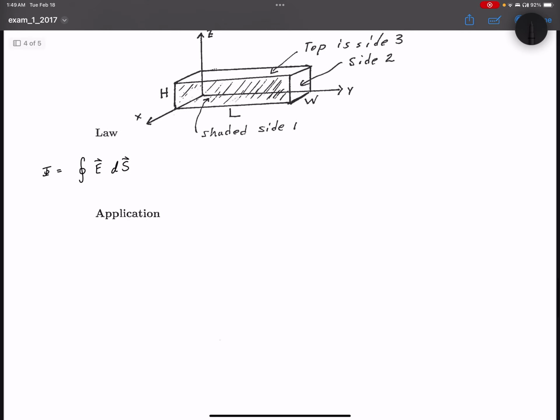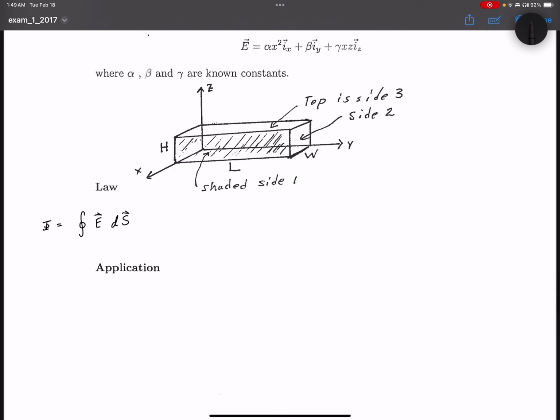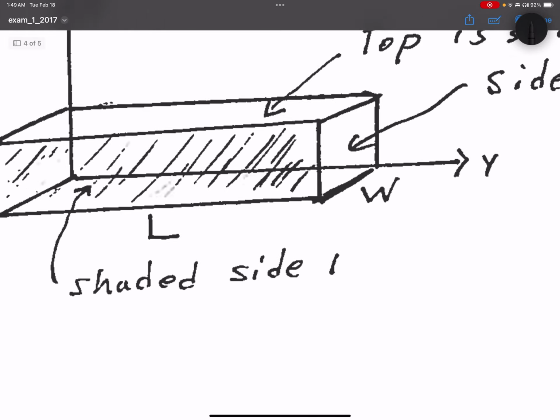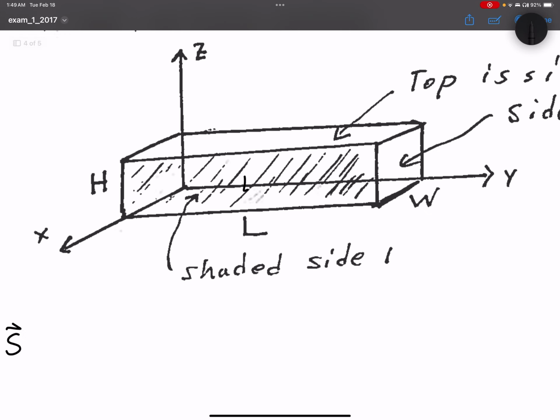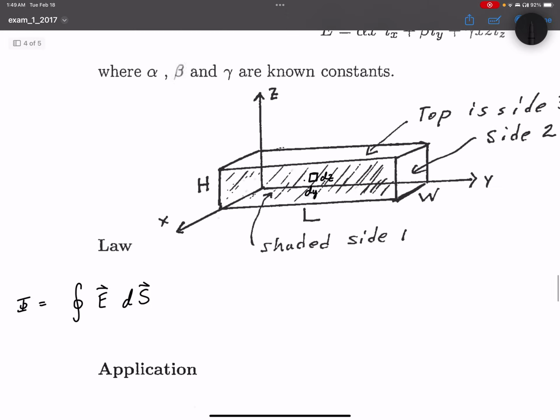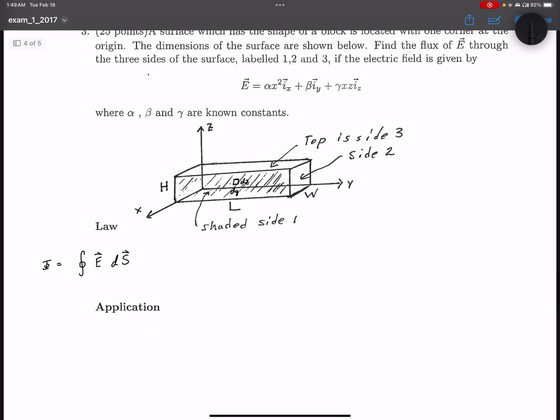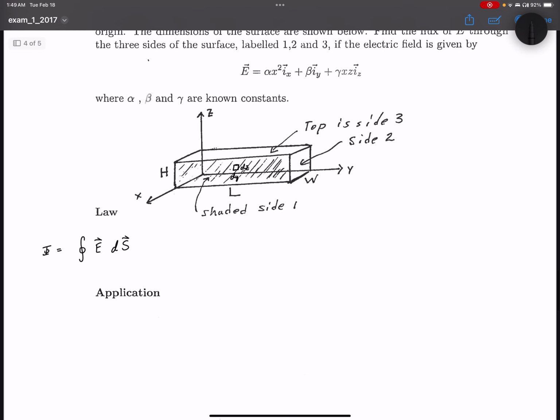So that's the law we're using here. I'm going to do the shaded side first, and that is made up of... One thing we can do here is, if we were to take a chunk out of this front side, we can see that it's made up of dy and dz, right? And so what we're going to do is take the double integral of that side.